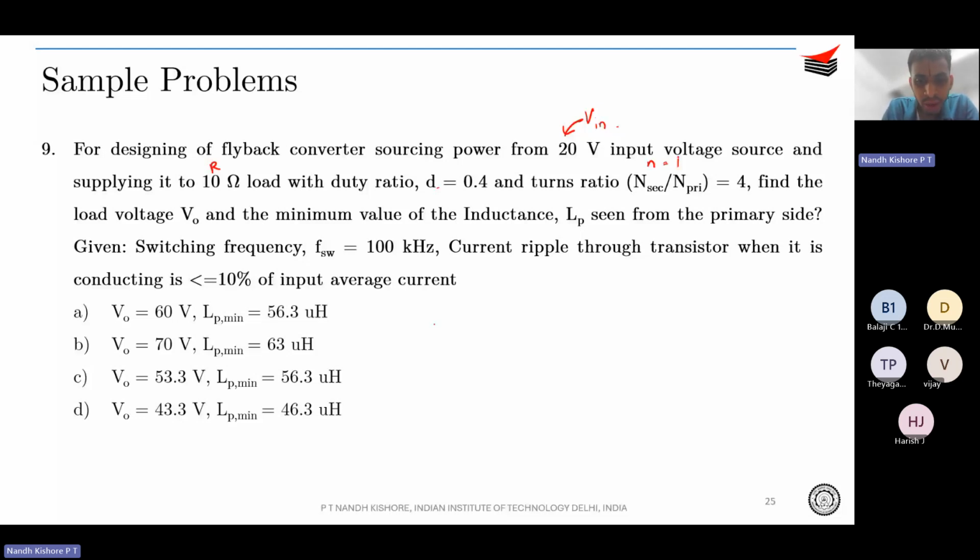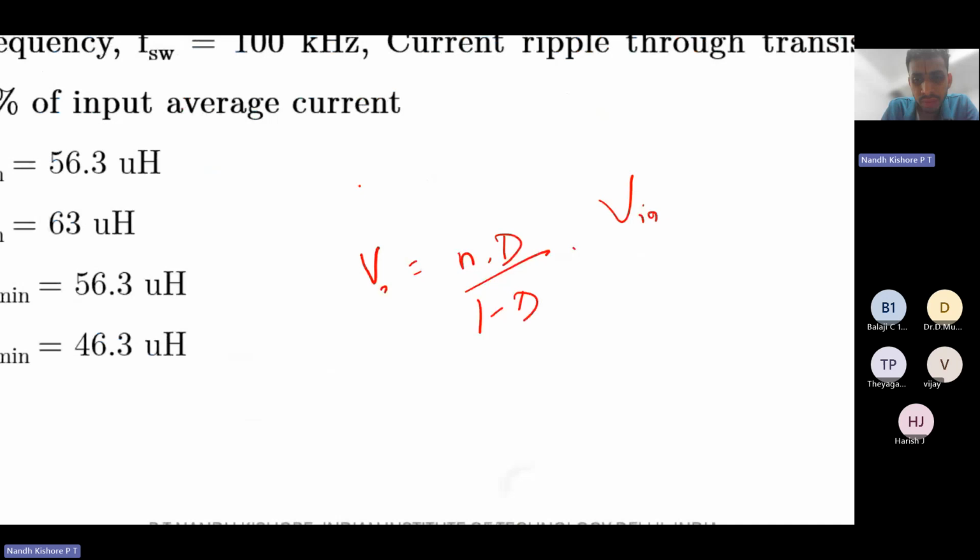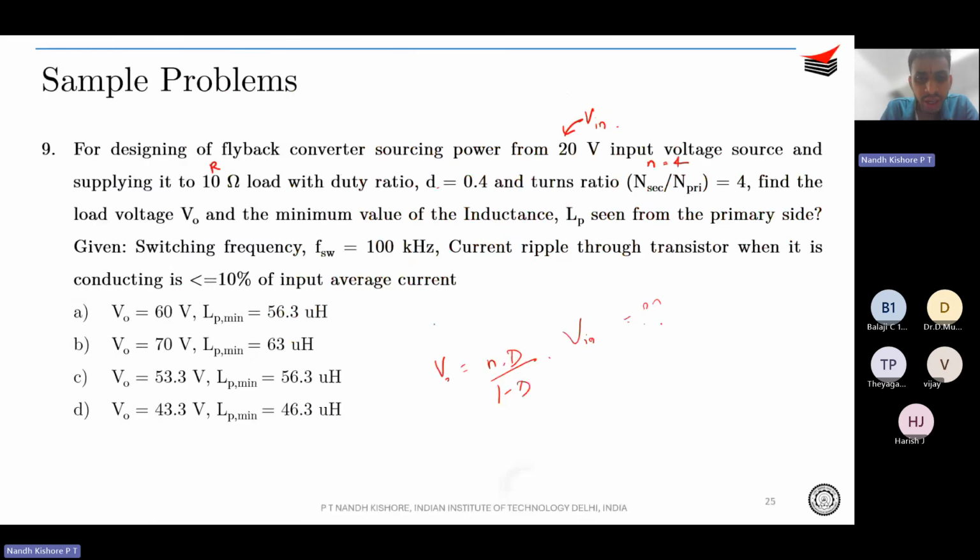So first part is pretty simple. V naught is equal to what? N into D by 1 minus D into Vin. Right? This is for a flyback converter. So N is given, D is given, and Vin is given. Therefore, you get what is V naught. So first part is pretty simple. And what is the minimum value of inductance from the primary side? So we need to find out what is the minimum value of inductance.